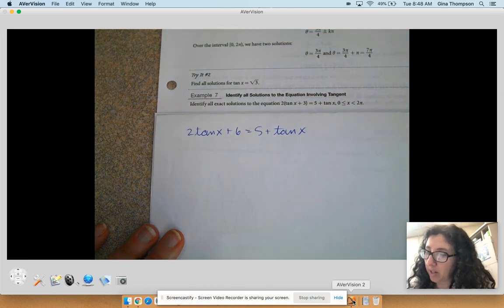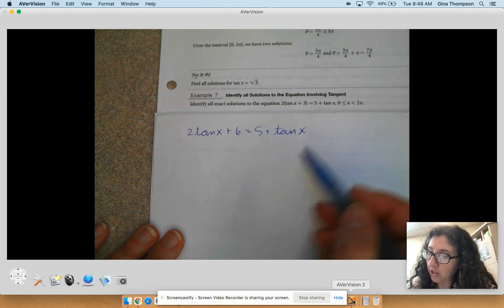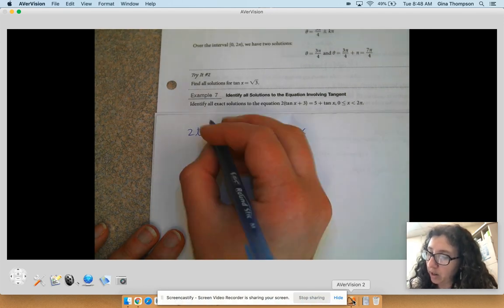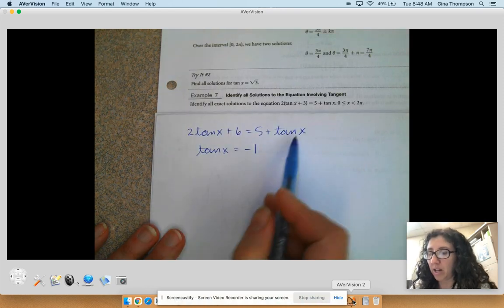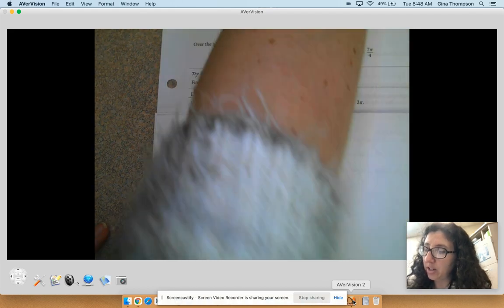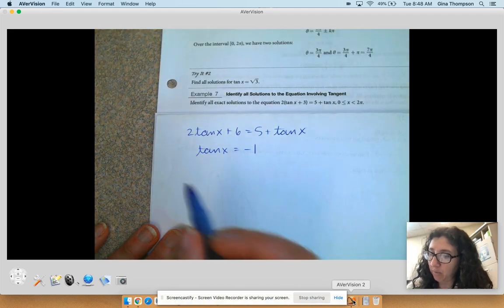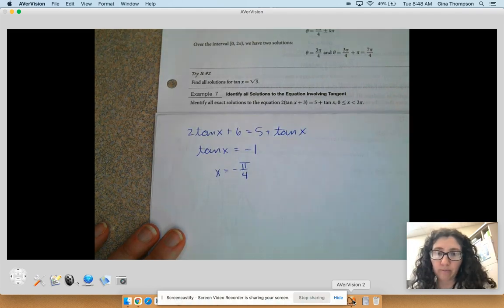Right? I distributed this too. All right, so now I'm going to bring all the tangent x's over here and bring this over here. So I'm going to get tangent of x equals -1, right? If I subtract tangent x, subtract 6. Okay, cool. And they're asking for x between 0 and 2 pi. And tangent of x is -1 at -pi/4. So x equals -pi/4. There's our first solution.